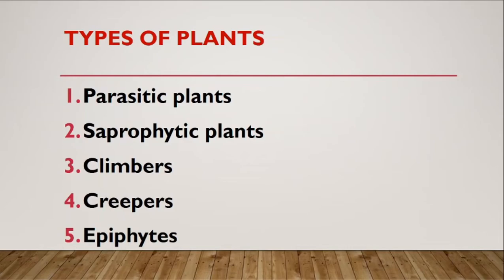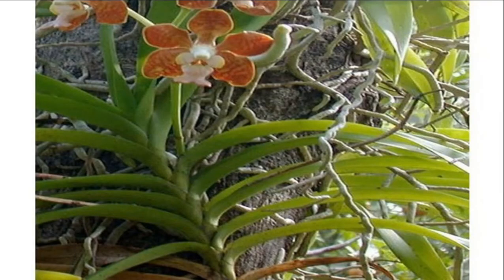Now, next section is types of plants. Plants can be mainly categorized into 4 groups. They are parasitic plants, saprophytic plants, climbers and creepers. Now, there is a small group that is epiphytes. Today, we will have a look at epiphytes. So, see this picture. Do you know the plant? This is vanda, which is a common type of orchid we can see in our locality.